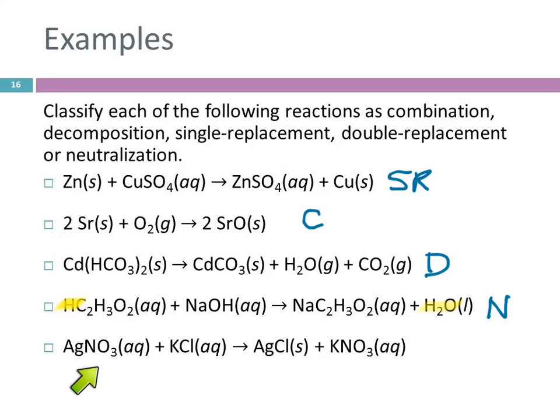What about this last one? That's double replacement. Neither of these is an acid, and neither of these is water. Here, silver came in with nitrate, and he leaves with chloride. Potassium came in with chloride, but potassium leaves with nitrate. They both swapped partners. Two swaps, two replacements, double replacement. Any questions? That's not too bad, is it?